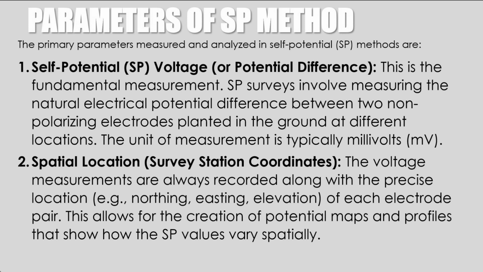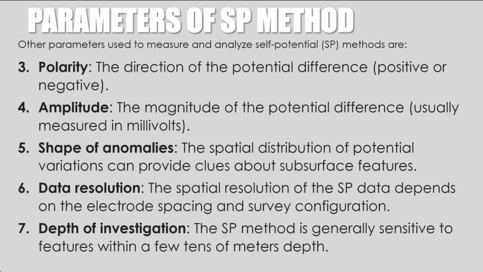Number 2 is spatial location, survey station coordinates. The voltage measurements are always recorded along with the precise location, for example, northing, easting, and elevation of each electrode pair. This allows for the creation of potential maps and profiles that show how the SP values vary spatially. Number 3, polarity. The direction of the potential difference, positive or negative.